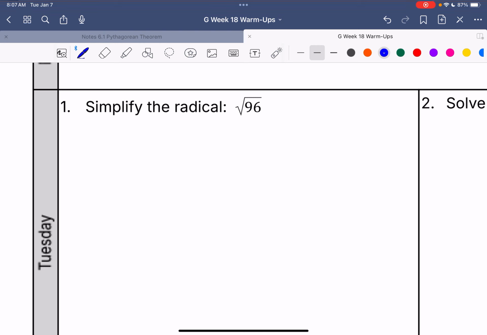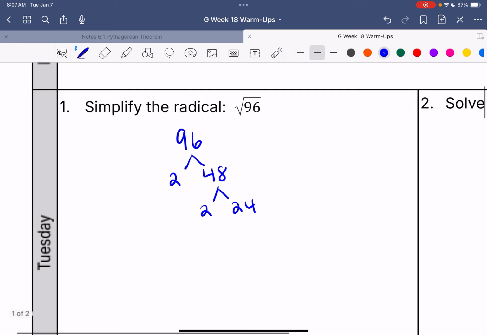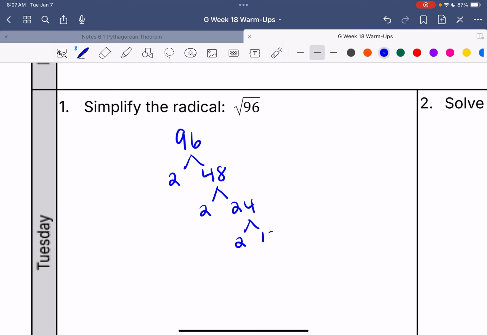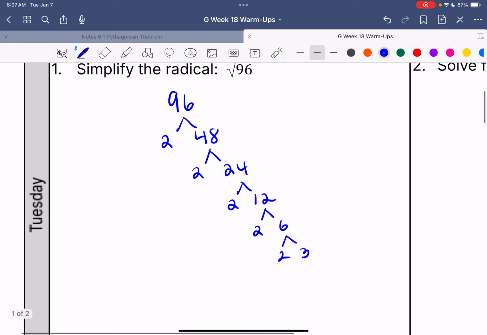The way you do this is you get the number inside, so 96, and we're going to break it down to the smallest numbers that we can. So I know that 96 is 2 times 48. And then 48 can be broken down to 2 times 24. And then I'm just going to keep doing that until I can't anymore. So 2 times 12, 2 times 6, 2 times 3. And after that, that's the smallest I can make it go.